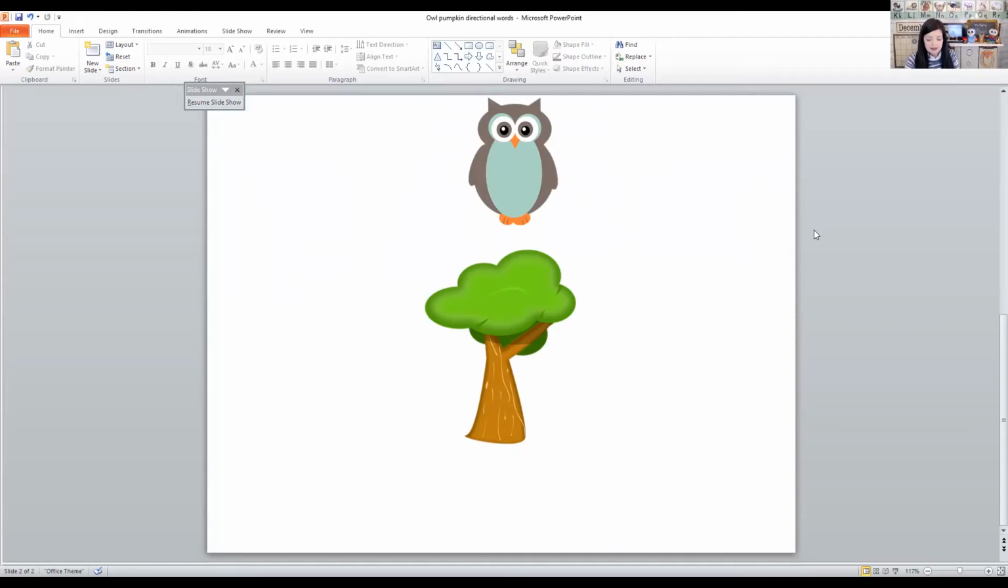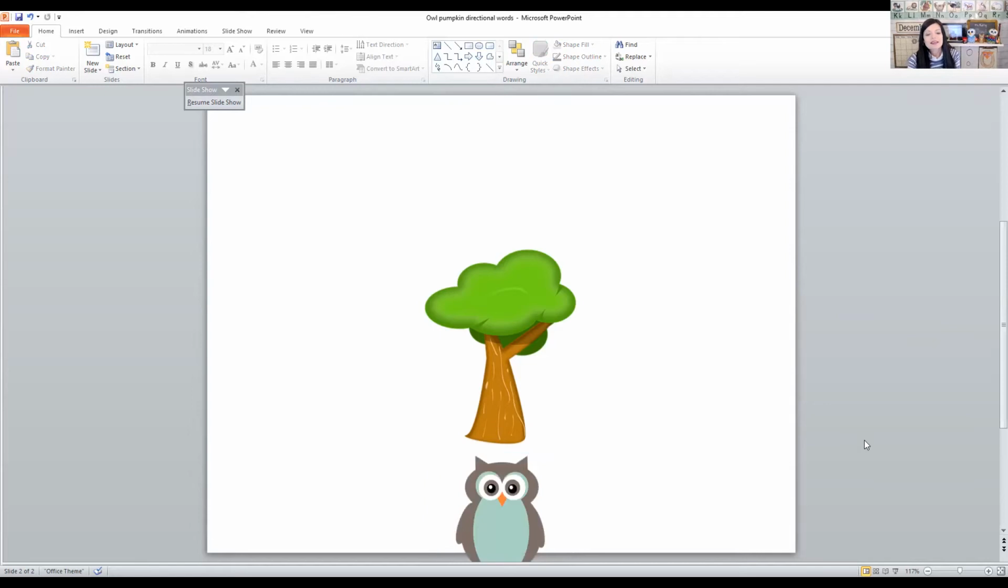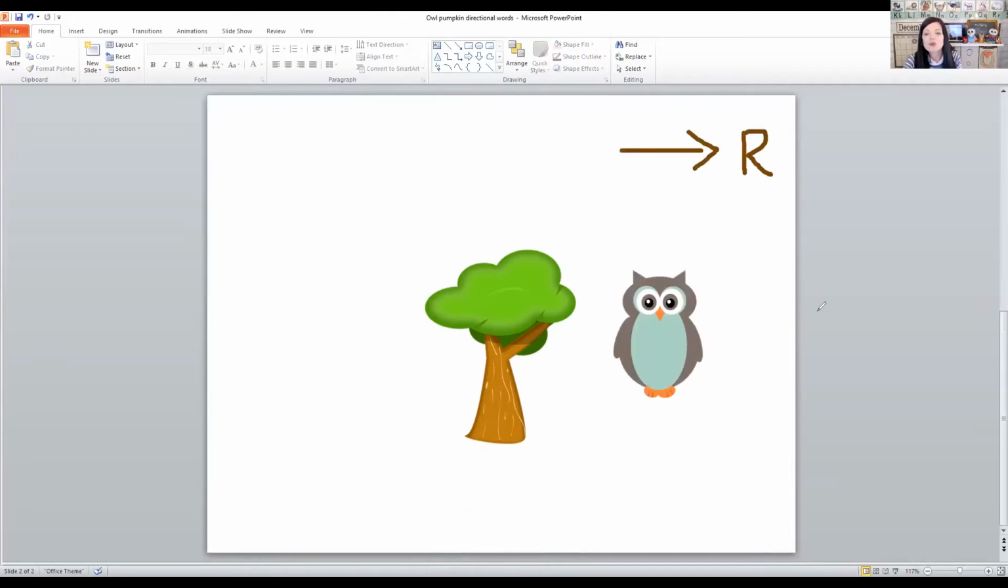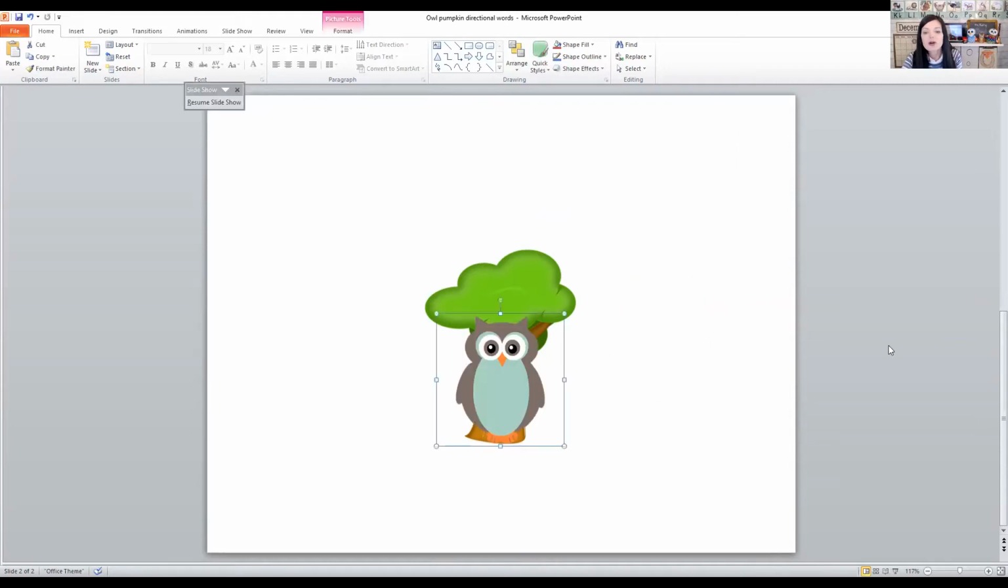The owl is above the tree, above. Where is the owl? The owl is below the tree. Good. Below the tree. Where is the owl? The owl is to the right. He's beside, but also to the right of the tree. To the right. Where's the owl? The owl is in front of the tree. In front.